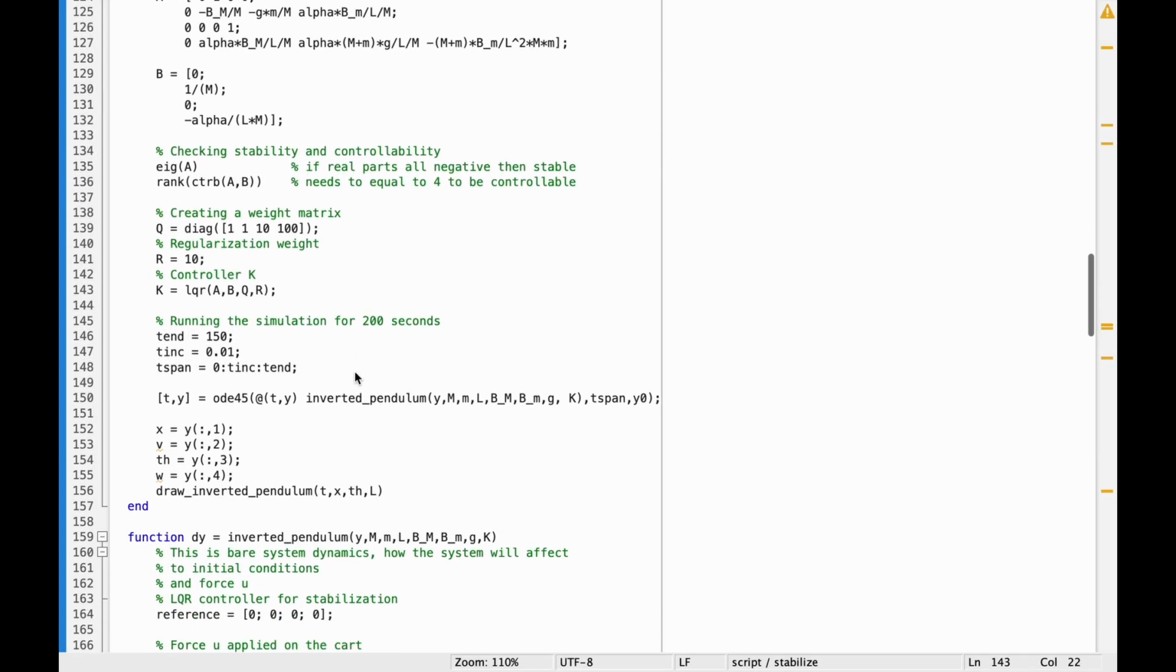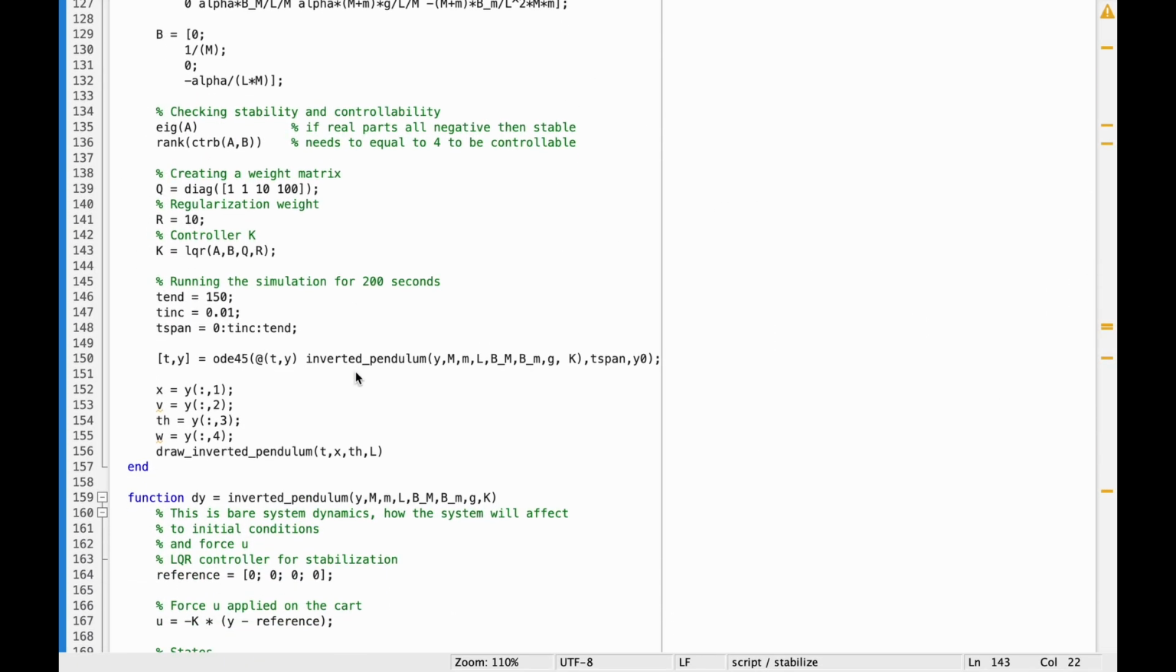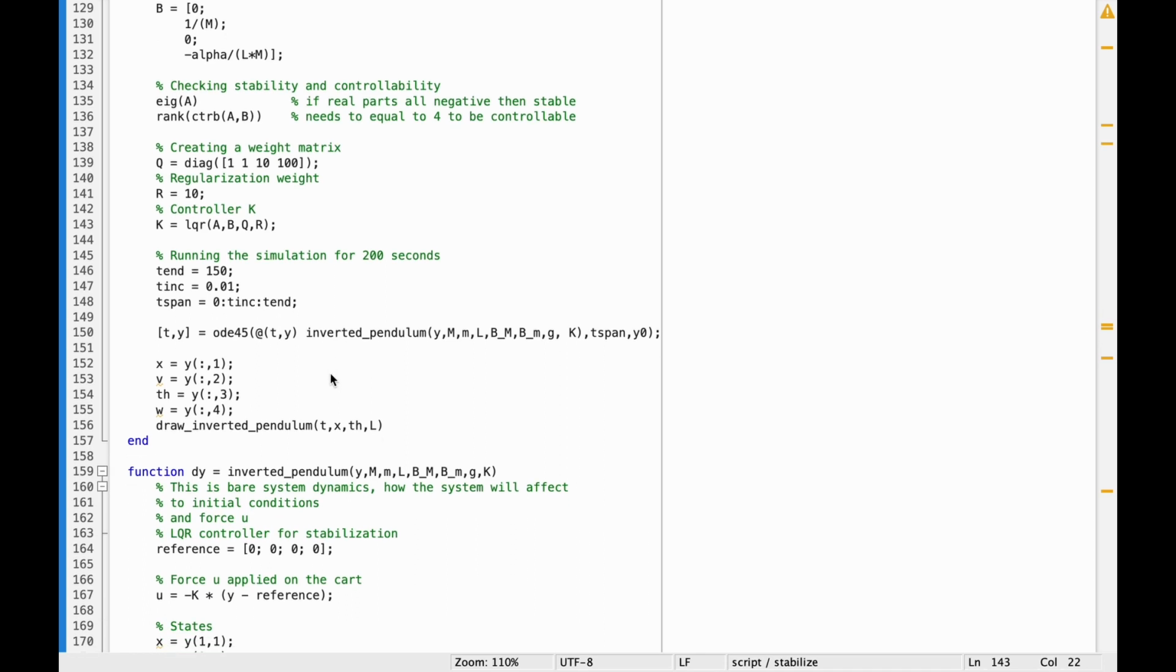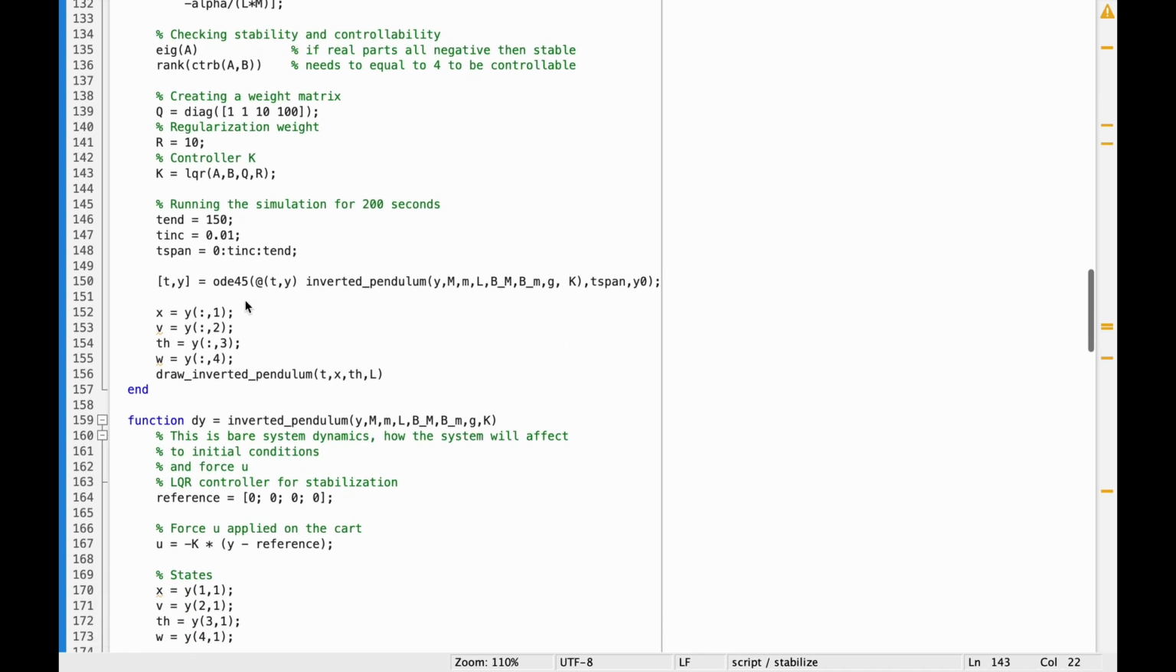So now that we have our controller K, we can control our inverted pendulum. We are going to simulate how we are controlling the inverted pendulum starting at 0 seconds until 150 seconds at time increments of 0.01 seconds. To simulate the inverted pendulum, we are going to apply ODE45 on our function called inverted pendulum. We are passing all our parameters such as mass, length, and so on. In addition, we are specifying the time interval and our initial condition y0.